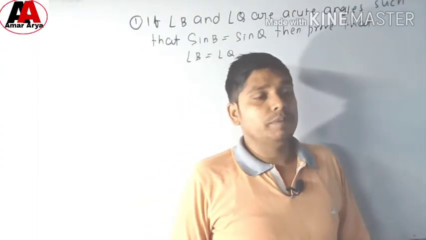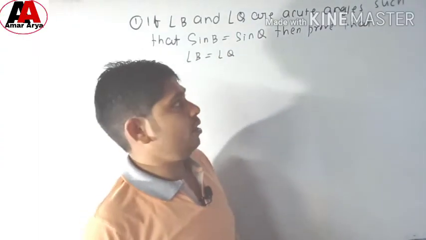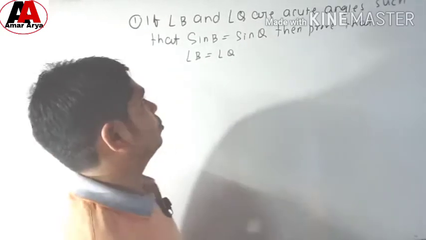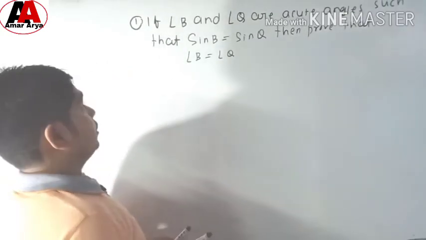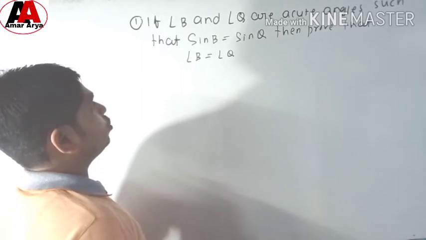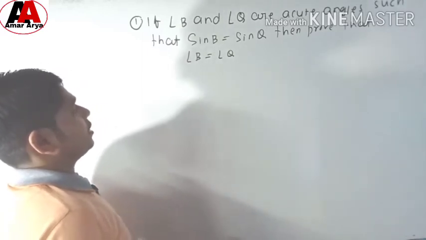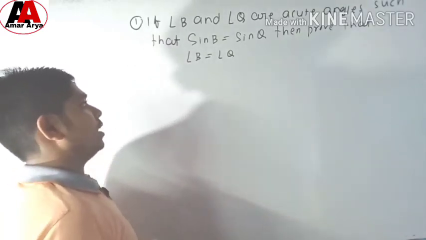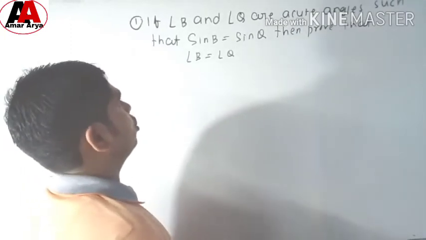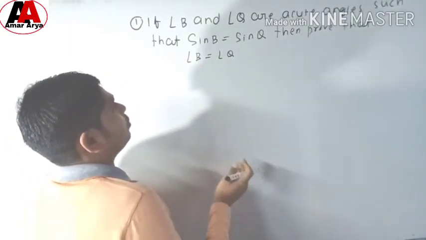Let's start some important questions from NCERT. Okay, so first of all, please see one of the questions from NCERT. If angle P and angle Q are the acute angles such that sin B equals sin Q, then prove that angle B equals angle Q. Okay, so we have two acute angles.